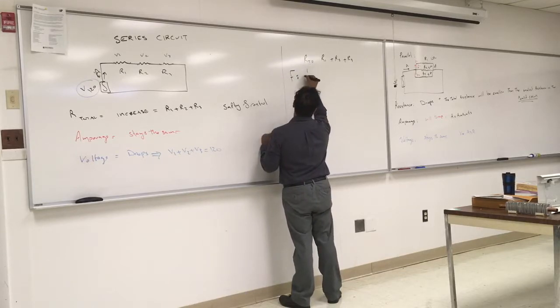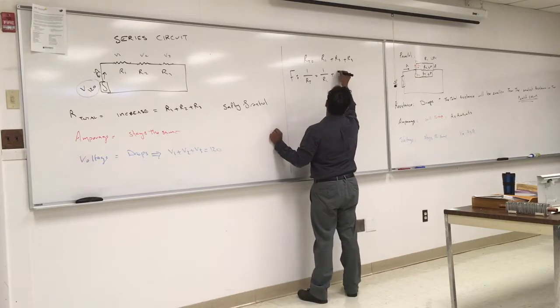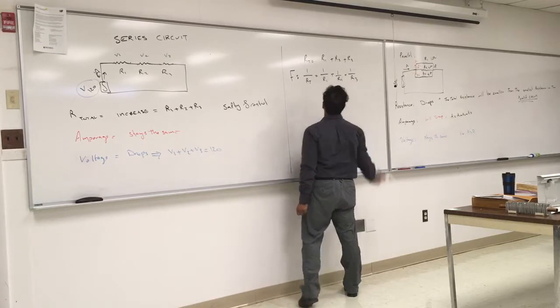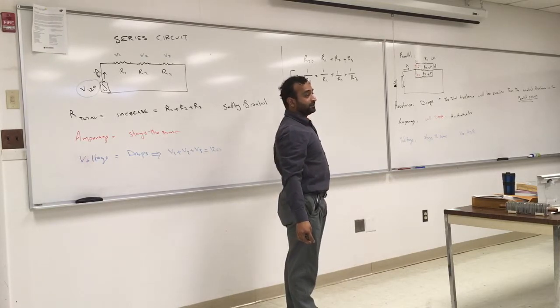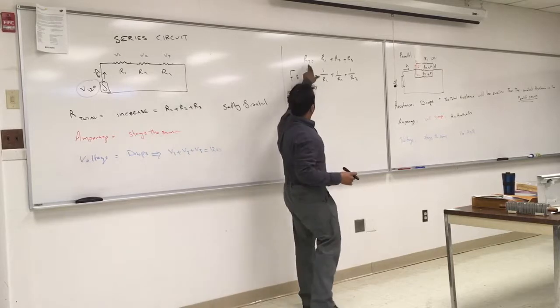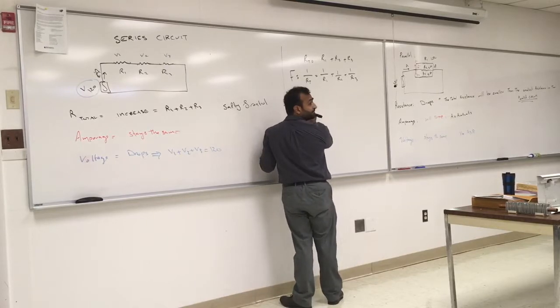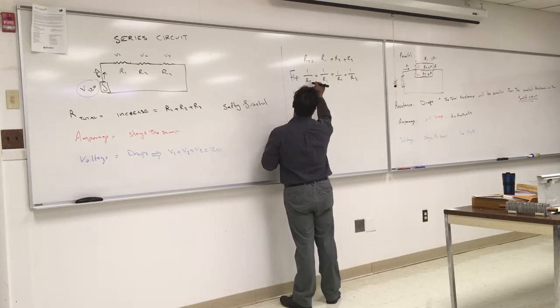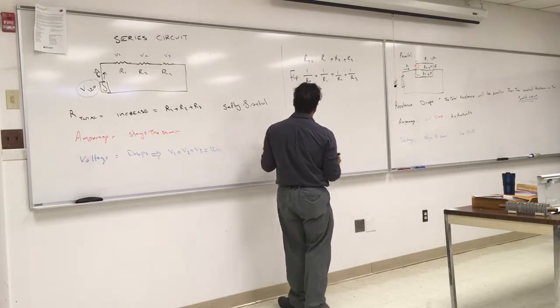What do I mean by flip? I get the reciprocal for each one of them. 1 over R total equals 1 over R1 plus 1 over R2 plus 1 over R3. That's what I mean by flip. That gives you the R, that's what you're looking for. Flip. And what's T? Total.